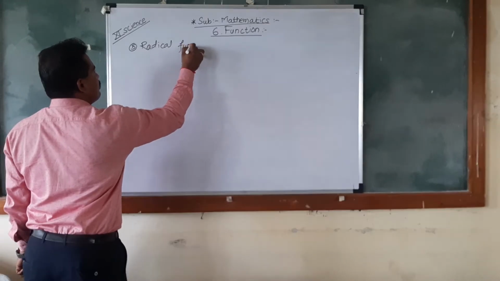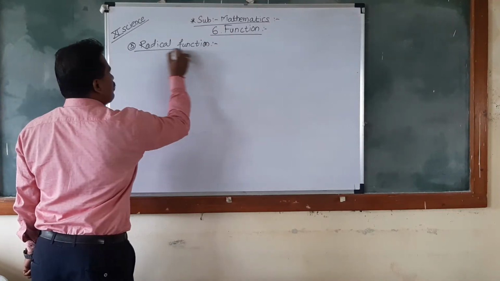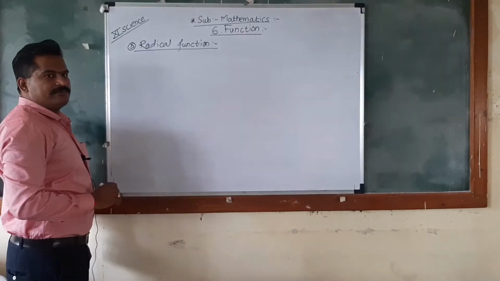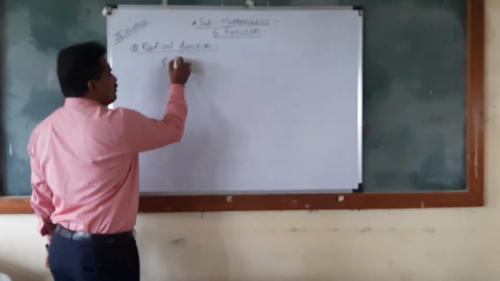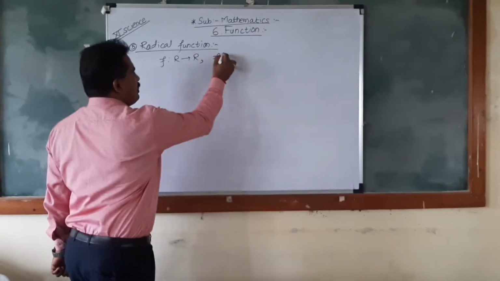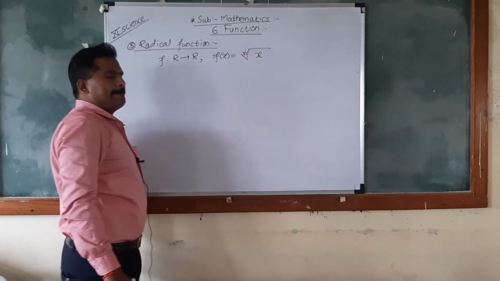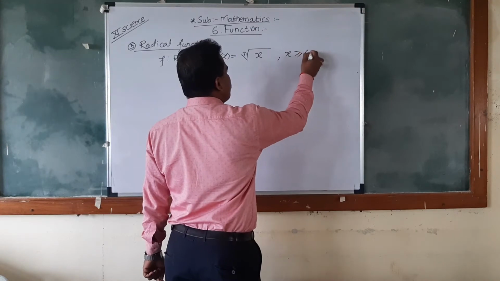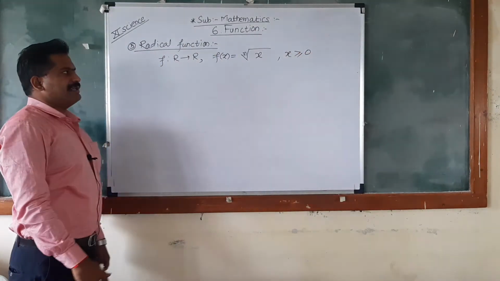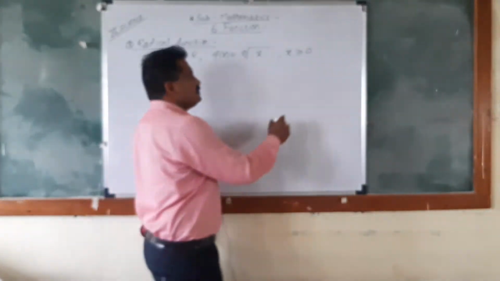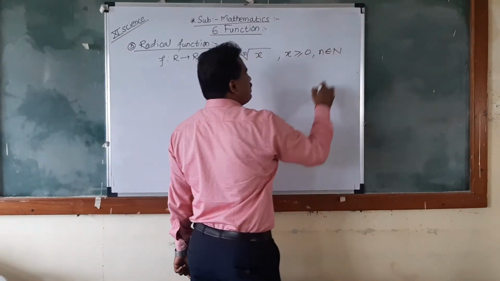Radical function. What do you mean by radical function? If f goes from R to R, and f of x is equal to the nth root of x, where x is greater than or equal to 0, and n belongs to N, a natural number, therefore it is a radical function.